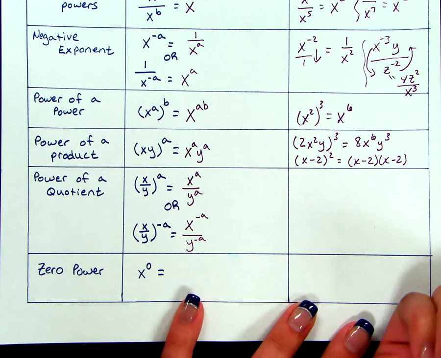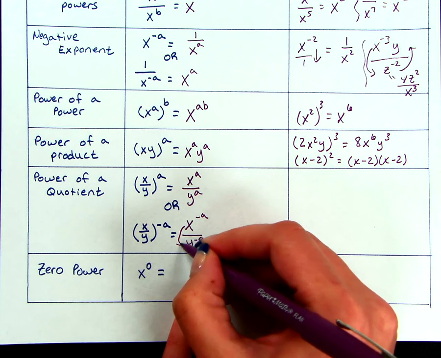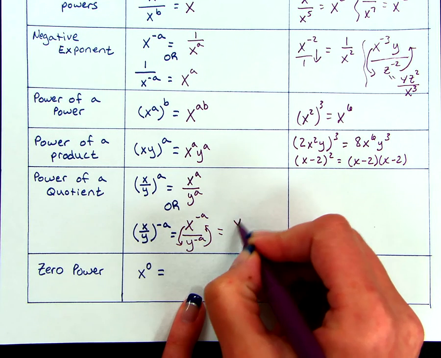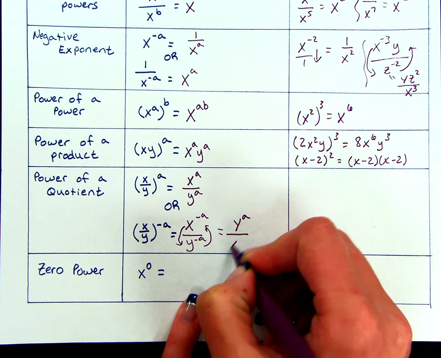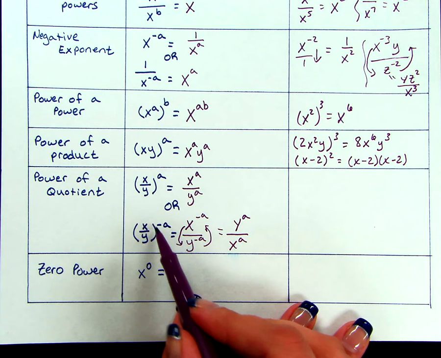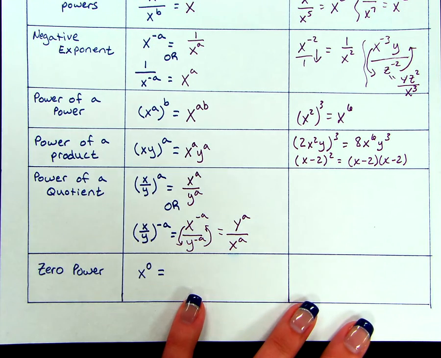But again, we're not allowed to have a negative exponent. So we are going to move x to the denominator, y up to the numerator. So this would simplify to be y to the positive a divided by x to the positive a. Now, as a shortcut, to make this power positive, you can just flip your numerator and denominator around.